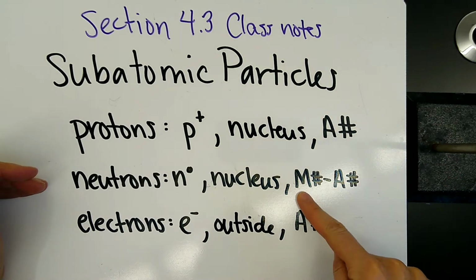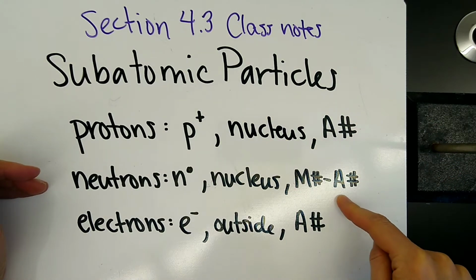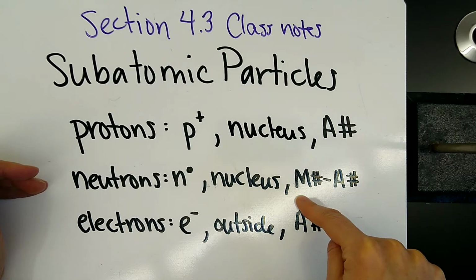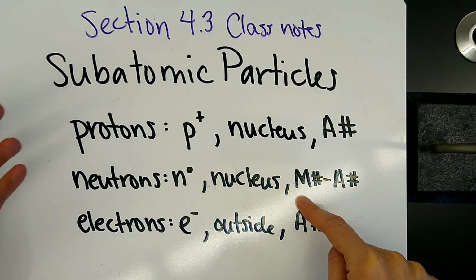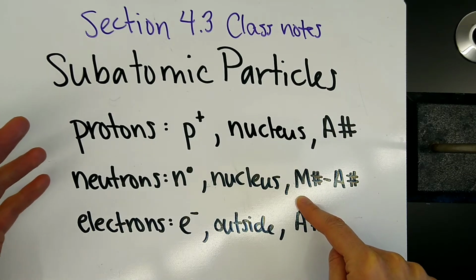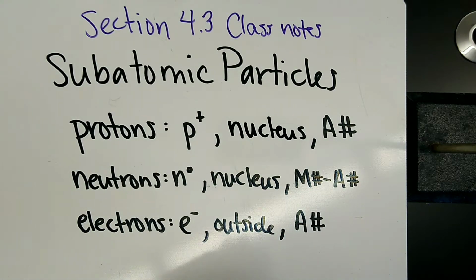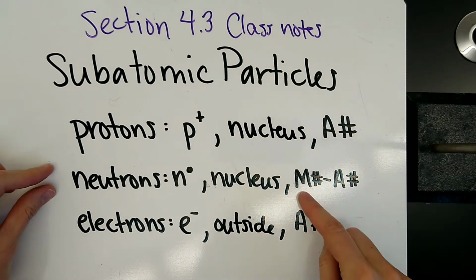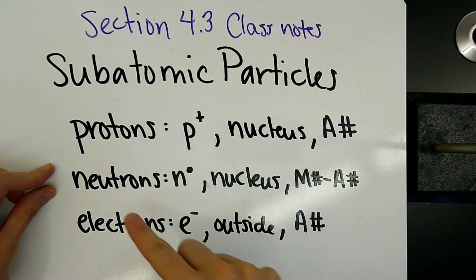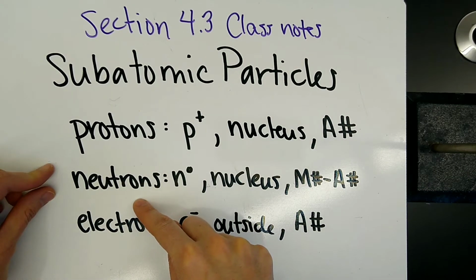Neutrons are going to be the mass number minus the atomic number. And remember, the mass number of an atom is going to be a whole number because it's the number of protons plus the number of neutrons. The mass numbers on the periodic table aren't necessarily whole numbers, but we're going to talk about that in just a little bit. Okay, but mass number minus atomic number, you should always have a whole number of neutrons. So if you get a decimal, you need to round it to a whole number.